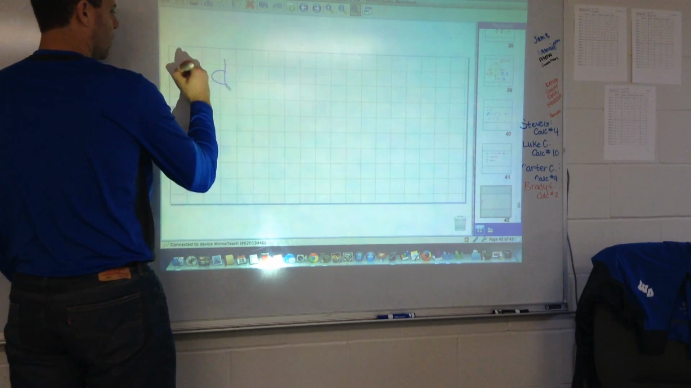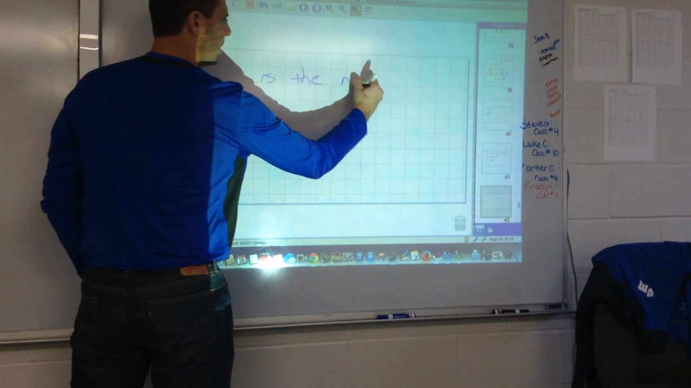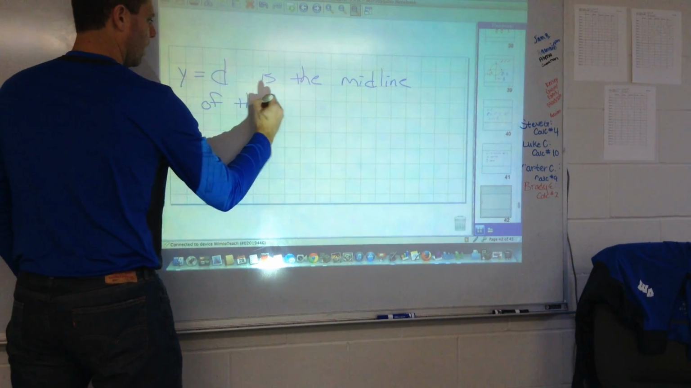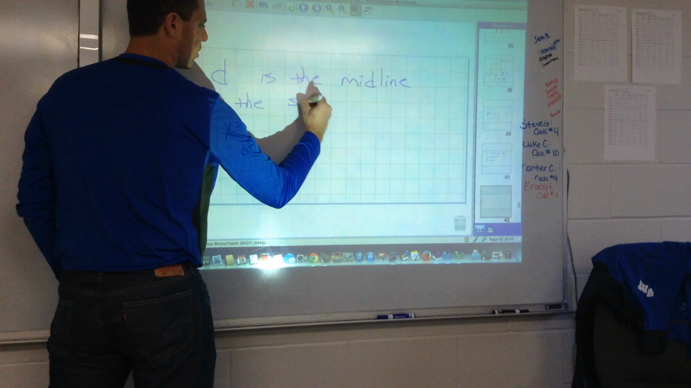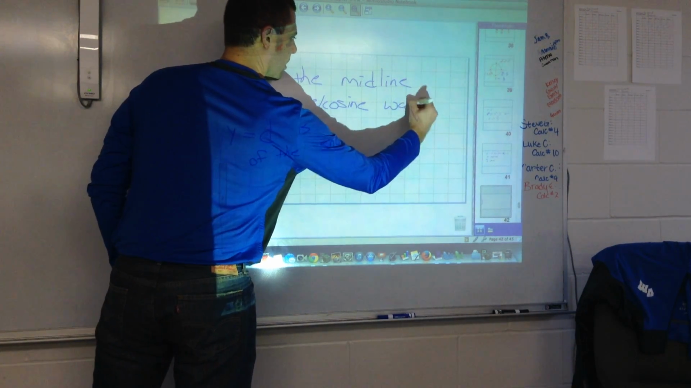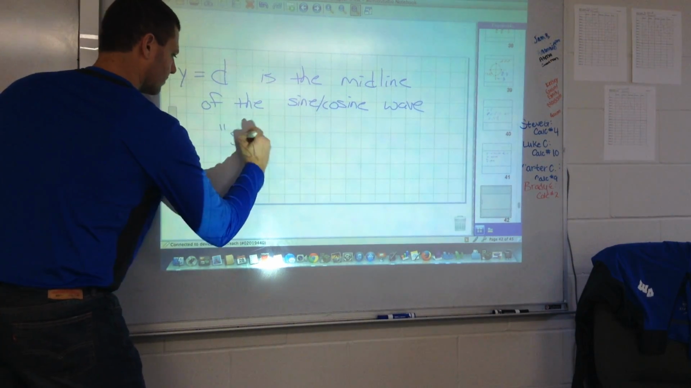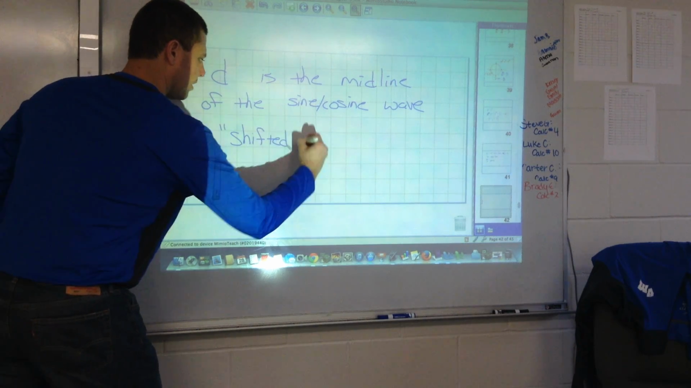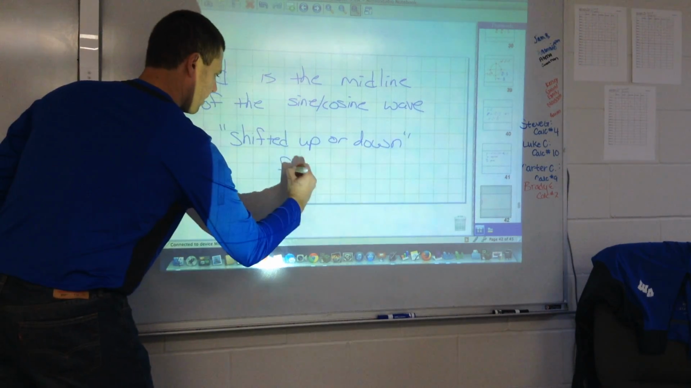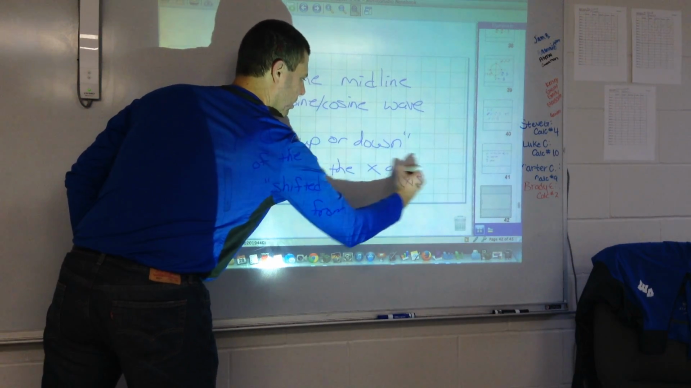So y equals d is the midline of the sine or cosine curve, or wave I'll call it, shifted up or down from the x-axis. Okay?